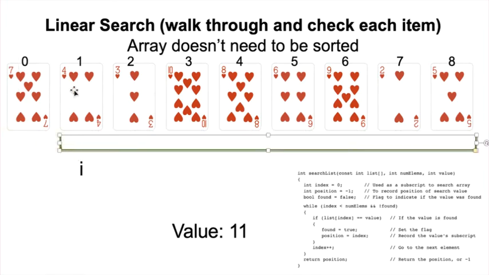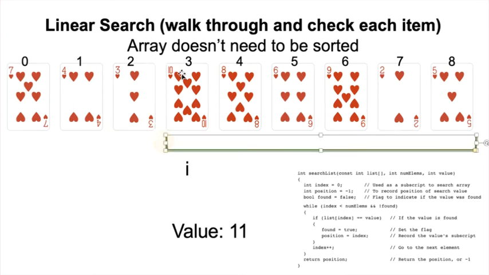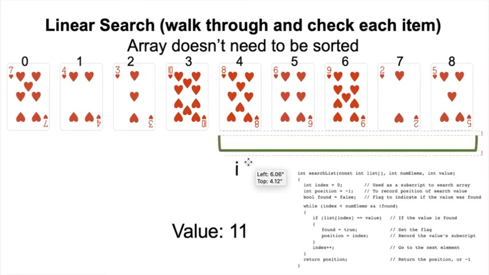Next iteration, we ask, is the value at index position I at 1 equal to our target value, 4 equal to 11? No, it is not, so we increment I. Is the value at index position 2 equal to 11, 3 equal to 11? Nope, so we increment I, shrinking the unsearched portion of the list. Is the value at index position I 3 equal to 11, 10 equal to 11? Nope. So we increment I, shrinking our portion of unsearched list. Is the value at the next position 4 equal to 11? Is 8 equal to 11?